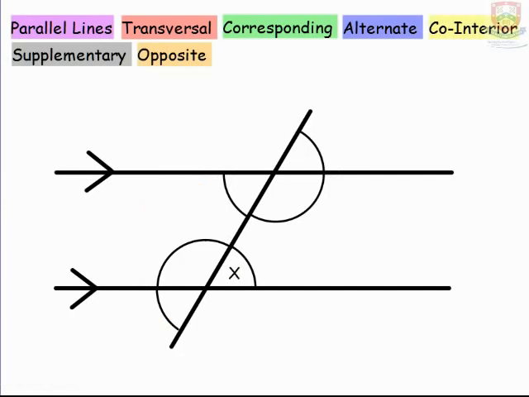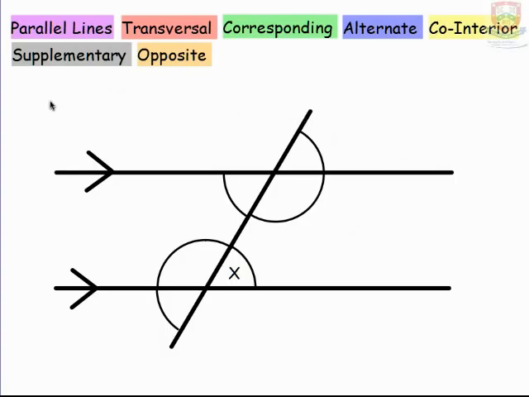Here's a typical diagram that you'll see when trying to deal with parallel lines. We have this angle x, and there are special properties relating to this angle that we can use to solve and find missing angles on this diagram. Just knowing one angle allows us to find any of the others.